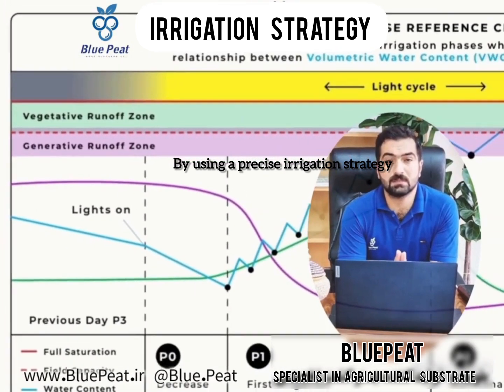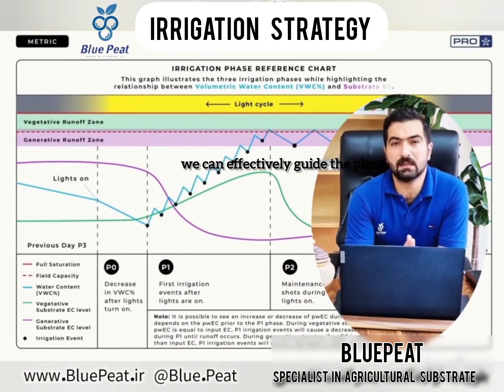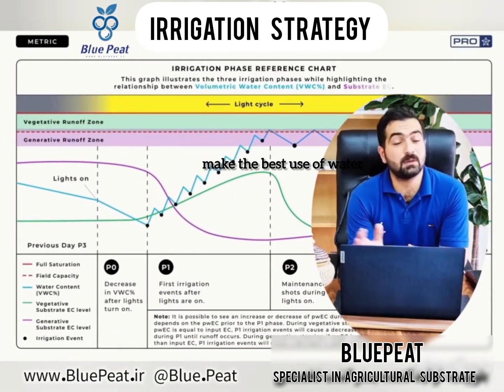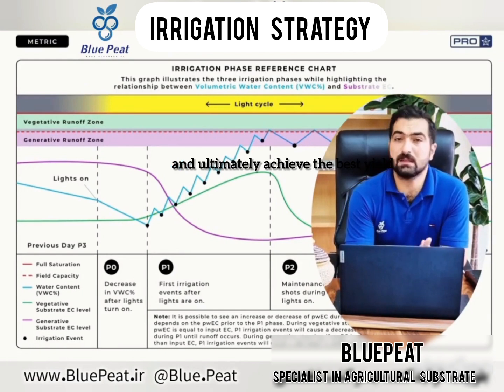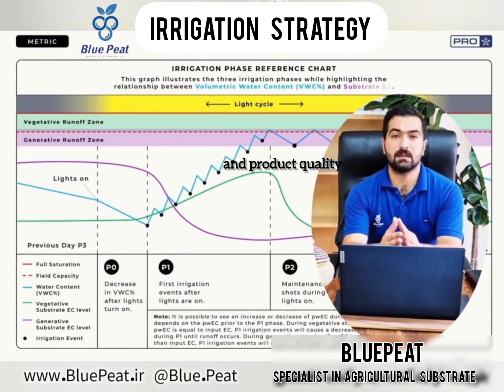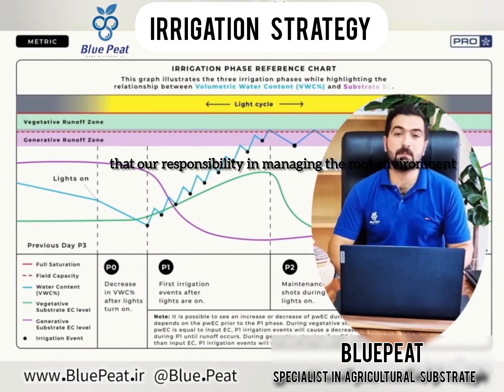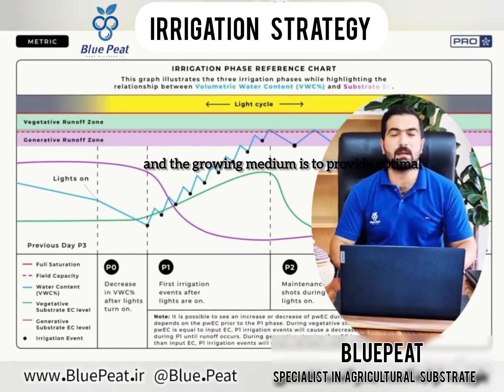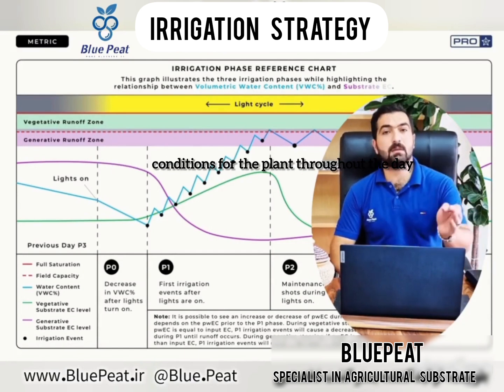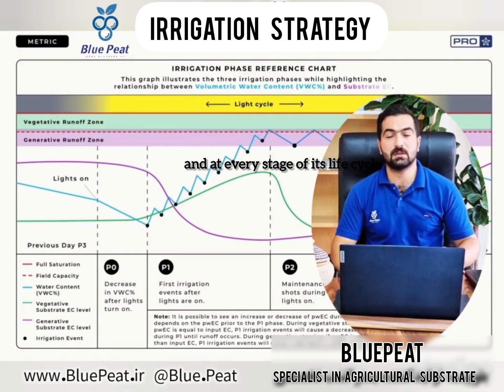By using a precise irrigation strategy, we can effectively guide the plant, make the best use of water and fertilizer resources, and ultimately achieve the best yield and product quality. Let us remember that our responsibility in managing the root environment and the growing medium is to provide optimal conditions for the plant throughout the day and at every stage of its life cycle.